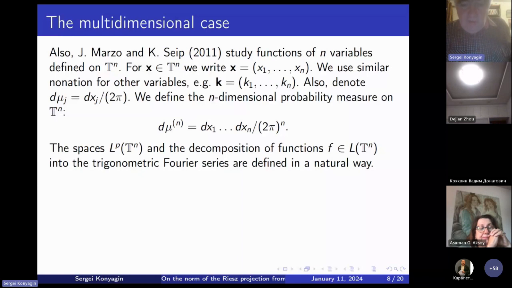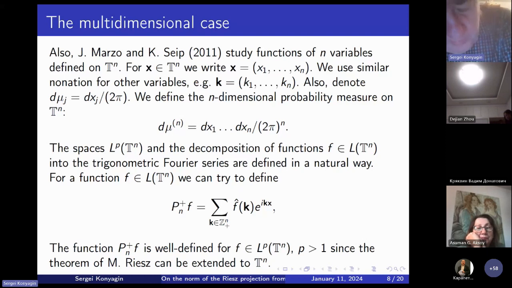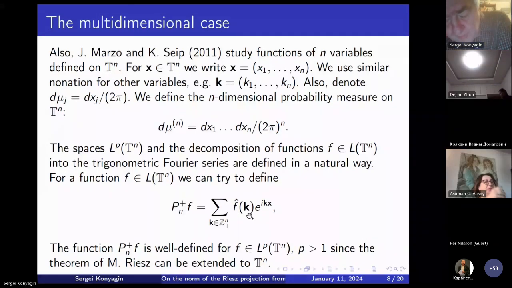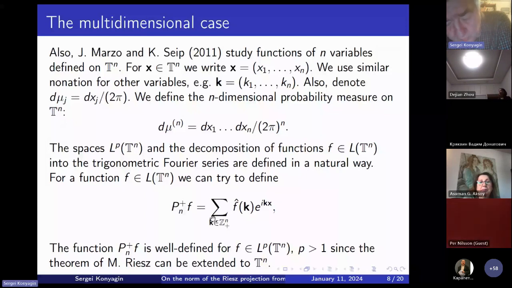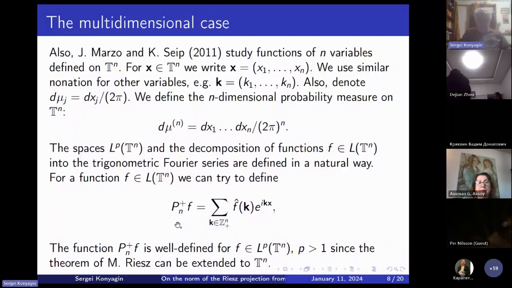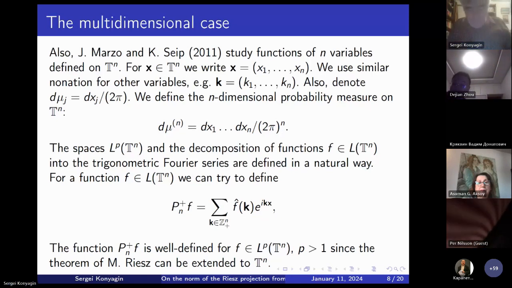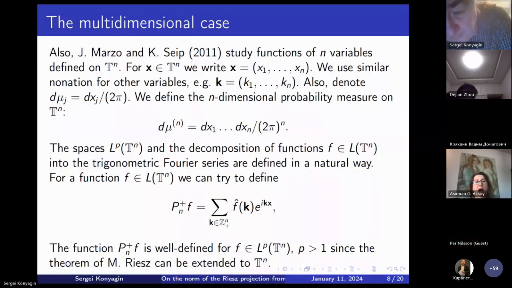I will not write the definition of LP or the definition of the multidimensional Fourier series. It is clear how to write them, but how to define the Riesz projection? The Riesz projection is defined by this formula. We leave only the terms with non-zero frequencies. All coordinates of k should be non-negative. Again, this function is well defined for f from LP if p is greater than 1, because the theorem of Marcel Riesz holds in the n-dimensional case as well as in the one-dimensional case. For p greater than 1, everything is fine.